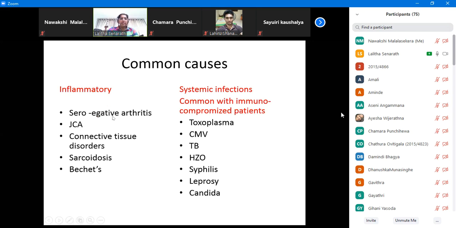The common causes are inflammatory: the seronegative arthritis, giant cell arteritis, connective tissue disorders, sarcoidosis, and Behçet's disease. The systemic infections are common with immunocompromised patients. Toxoplasma can occur in immunocompetent or immunocompromised patients, but CMV and TB are common with immunosuppressed patients, and herpes zoster retinitis is common with immunocompromised patients, and also syphilis, leprosy, and candida.